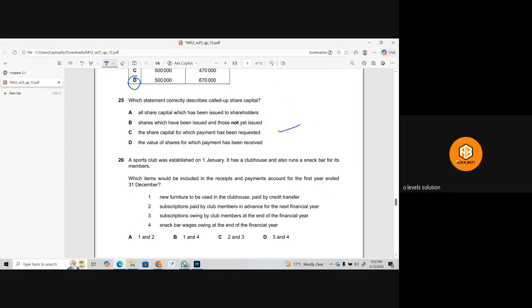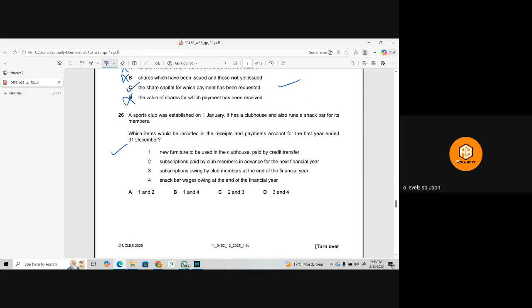Then we have question number 25: which statement correctly describes the called up share capital? All share capital which has been issued to shareholders, that's issued share capital, not called up. Shares which have been issued and those not yet issued, is an incorrect definition. The share capital for which payment has been requested, yes, that's correct. This is called up capital. The value of shares for which payment has been received is the paid up share capital, not the called up.